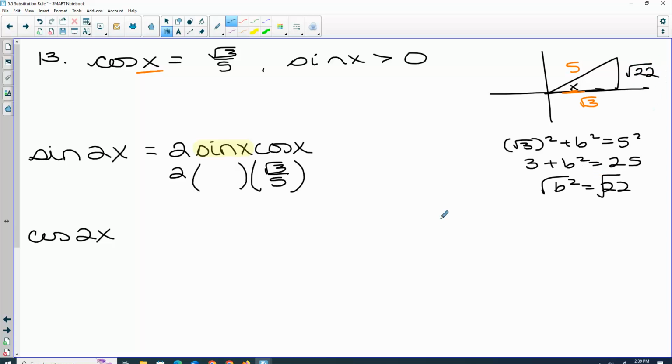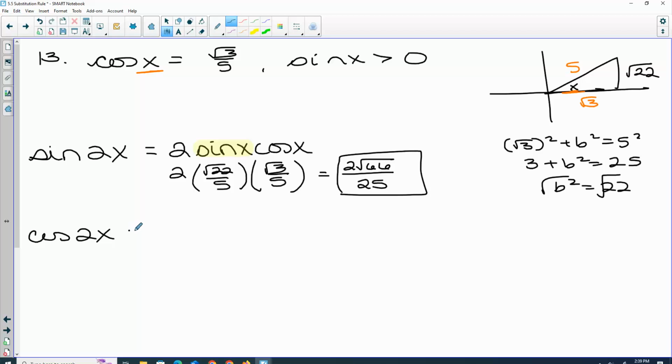Make sure it doesn't break down. 22 can't be divided by any perfect squares, but if it were like 20, I would want you to write it as 2 radical 5. So now I have my triangle, so I can get sine. Sine is opposite over hypotenuse. Radical 22 over 5. When you multiply these, you just multiply the tops. The 2 is outside the radical, so it stays outside. 22 and 3 are both under, so we multiply those under. On the bottom, 5 times 5 is 25. So 2 radical 66 over 25.